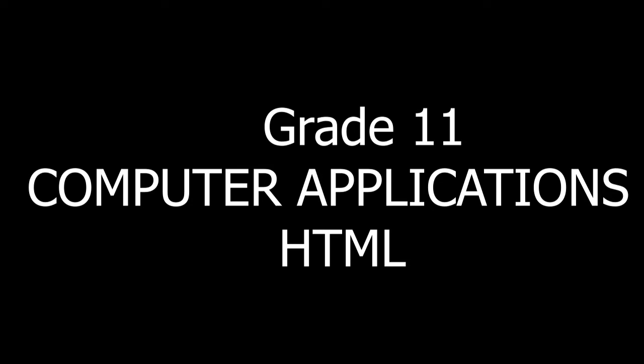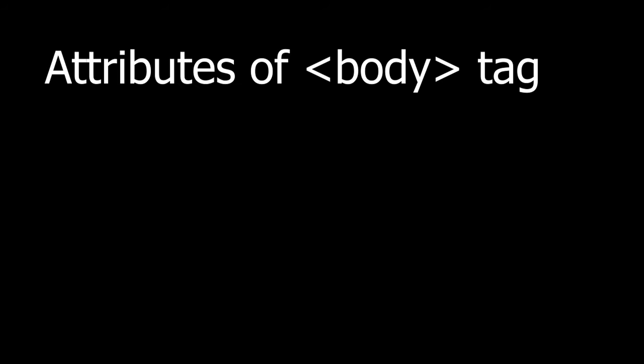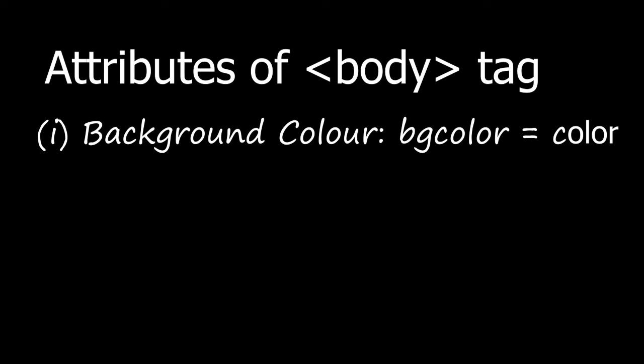And we saw the HTML attributes, that is DIR and LANG. Today we are going to see the attributes of the body tag. The body tag defines the document's body. The contents of the HTML page will be within the body tag only. This has many attributes. The first one is background color. The attribute for that is BGCOLOR equal to color. That is the background color.